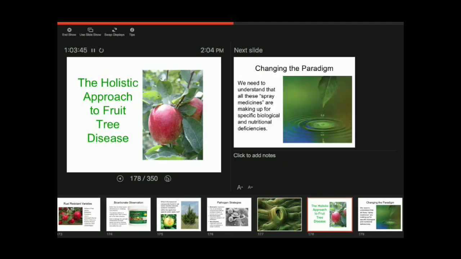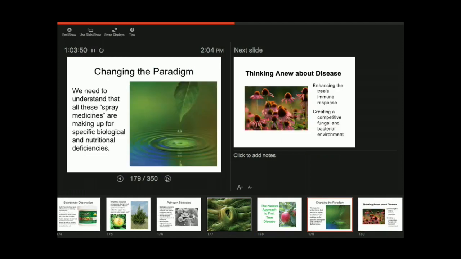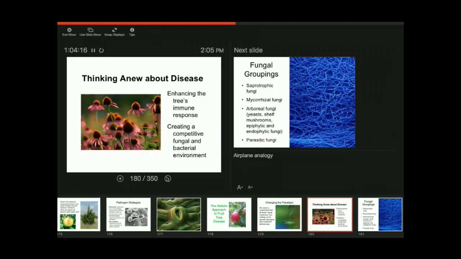So that sets us up to learn a little bit more about the holistic approach to fruit tree disease. We're going to change the paradigm. We're going to understand that the need for fungicides, for spray medicines, is predicated by there being nutritional and biological deficiencies. Nutritional, that's the immune function of the plant. Biological, that's the guardians at the doorway, plus the soil food web activity going on down below.